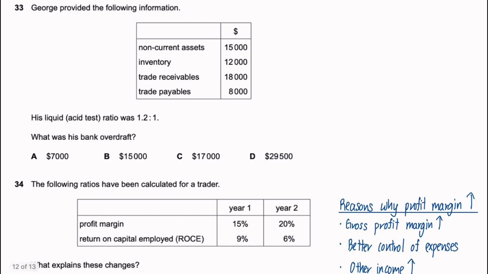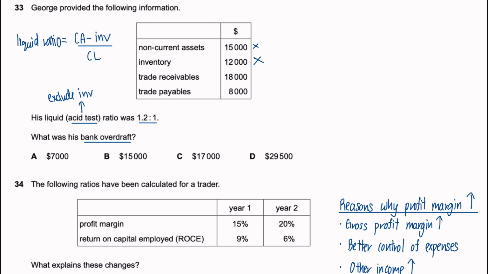Question 33. George provided the following information. Okay, his liquid acid test ratio was 1.2 to 1. What was his bank overdraft? Okay, so we know that acid test excludes inventory. Basically, the formula is like that. Liquid ratio is like you use all your current asset minus your inventory divided by current liability. Okay, so non-current asset we don't include, inventory you also don't include, so only calculate trade receivable and payable.